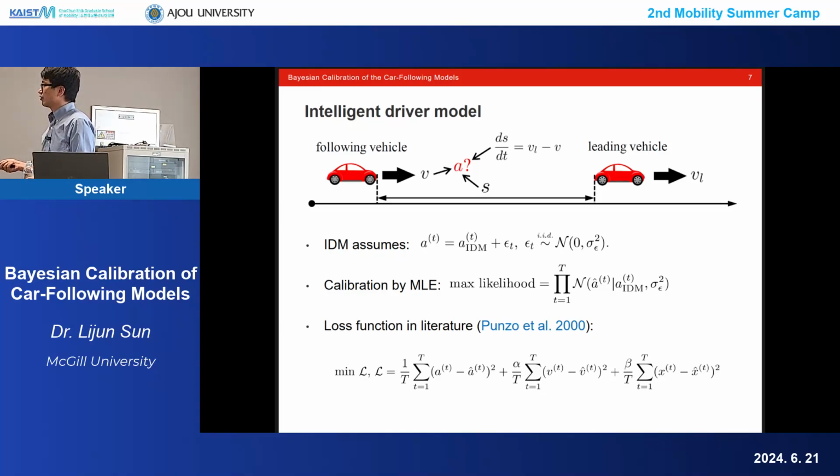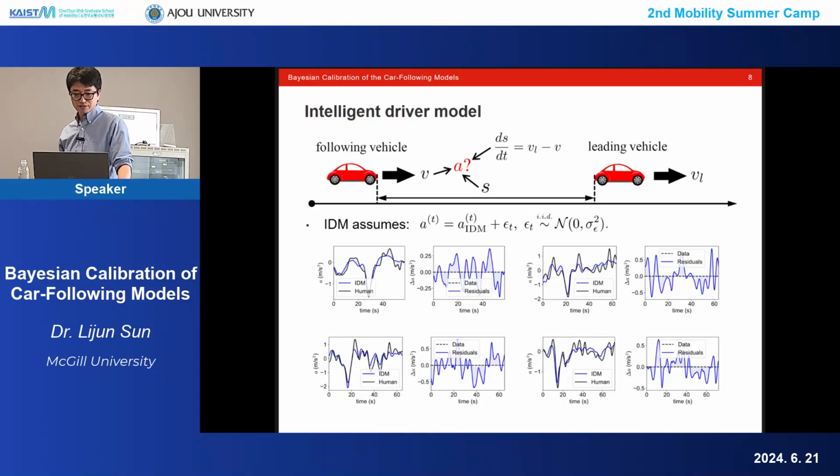And this actually corresponds to some of the loss functions in the literature. For example, in Panzo 2000, some have suggested using this type of loss function, for example a point-wise acceleration difference plus point-wise speed difference plus point-wise location difference. And if you look at the squared acceleration difference, this is exactly the maximum likelihood term in the general calculation.